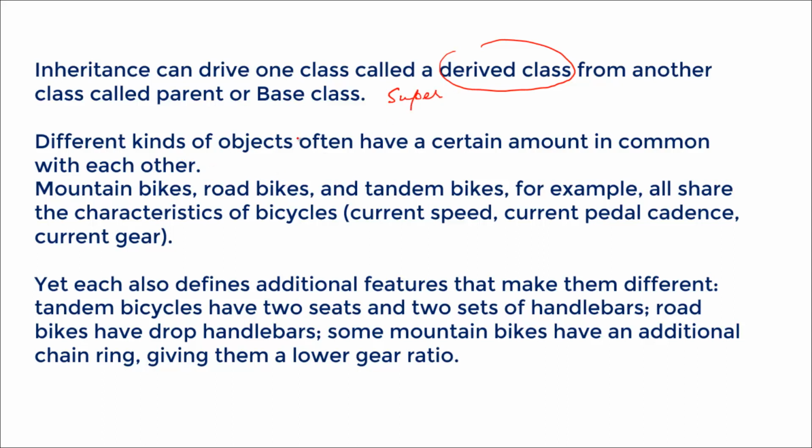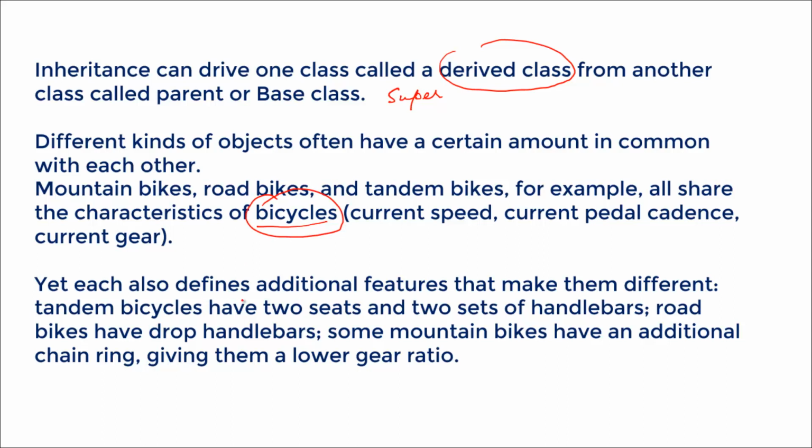Now, different kinds of objects often have a certain amount in common with each other. Like, say, mountain bikes, road bikes and tandem bikes, for example, all share characteristics of bicycles. You know, bicycles have two tires, current speed, current pedal cadence, current gears and all these things. So all these kinds of mountain bikes, road bikes, tandem bikes have these characteristics.